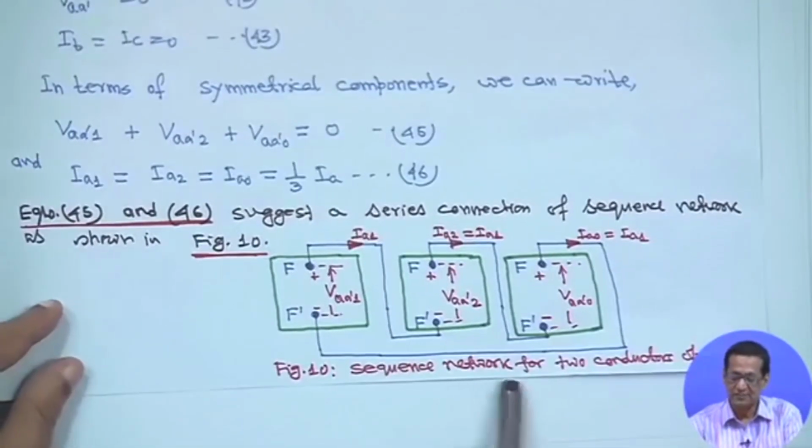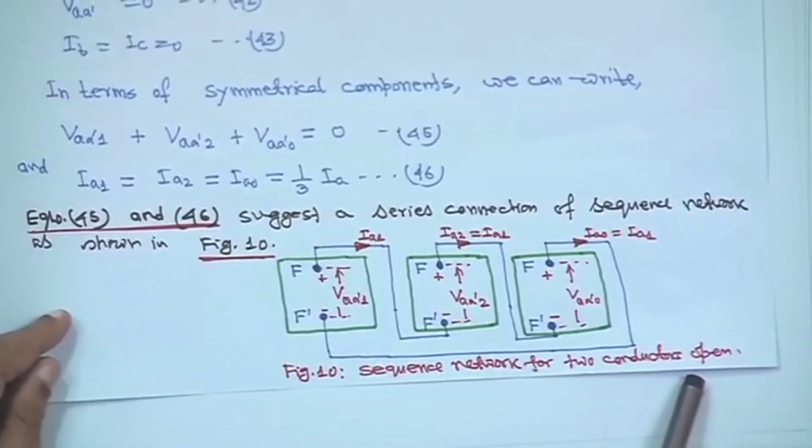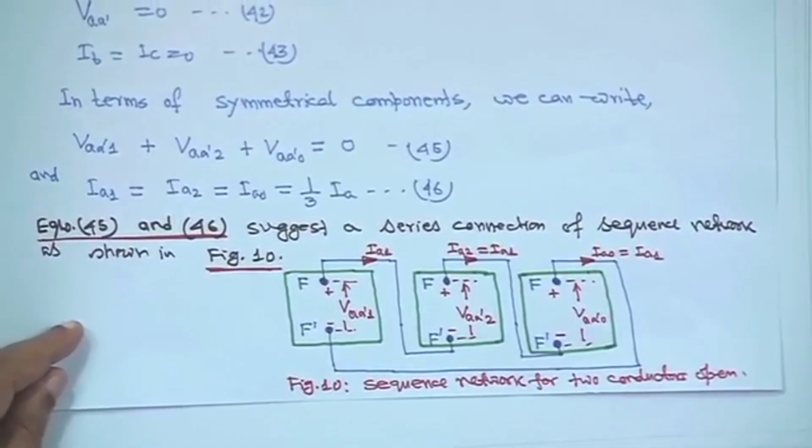So, this is actually the sequence network for two conductors open. Although these are very rare phenomena, but for the sake of completeness, I took this one. And even simultaneous occurrence of, suppose, line to ground fault at the same time as double line to line fault is very rare, but I think we have taken one problem later on, that we will see.